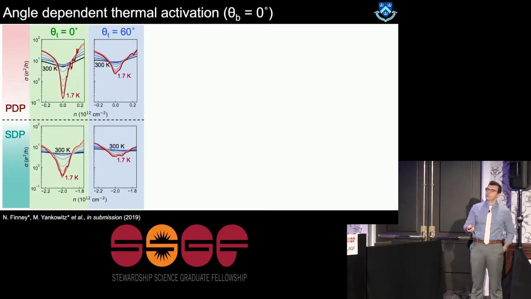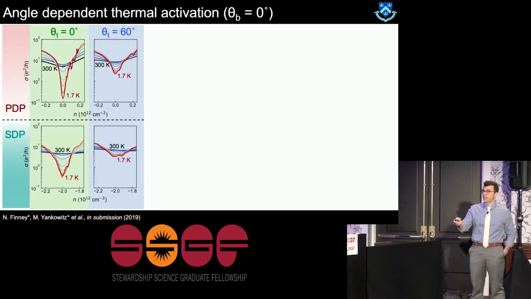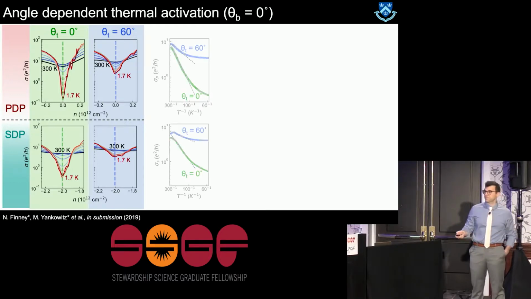So we cool the system from room temperature down to about 1.7 Kelvin. I'm tracking now the conductivity, which is basically the inverse of the resistivity, versus the gate sweep near the primary Dirac point and the secondary Dirac point at the top BN angle equal to 0 degrees and the top BN angle equal to 60 degrees. And so we can see that actually at 0 degrees, we're much more thermally activated. We see a larger change in the conductance, or in the conductivity.